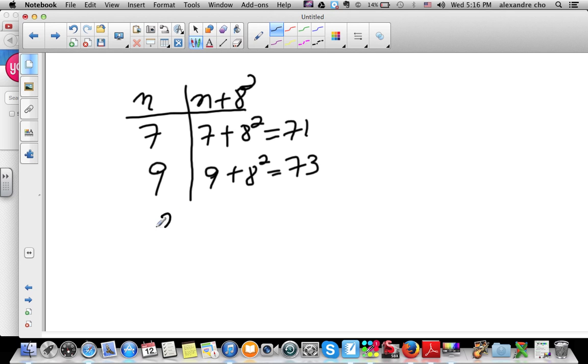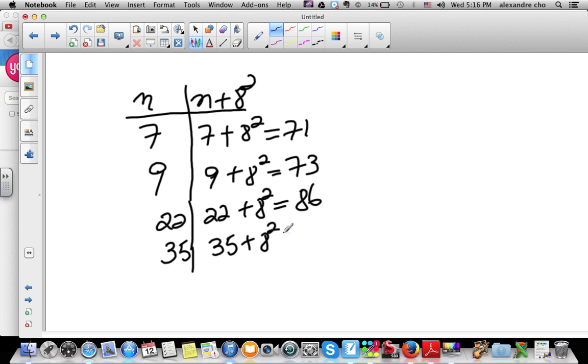Okay, and then there's 22. What happens when n is 22? 22 plus 8 squared. So you get 64 plus 22, which is 86. And finally, you get 35. What happens when n is 35? When n is 35, it's 35 plus 8 squared. And 64 plus 35 is 99, I think. Yeah, it works.